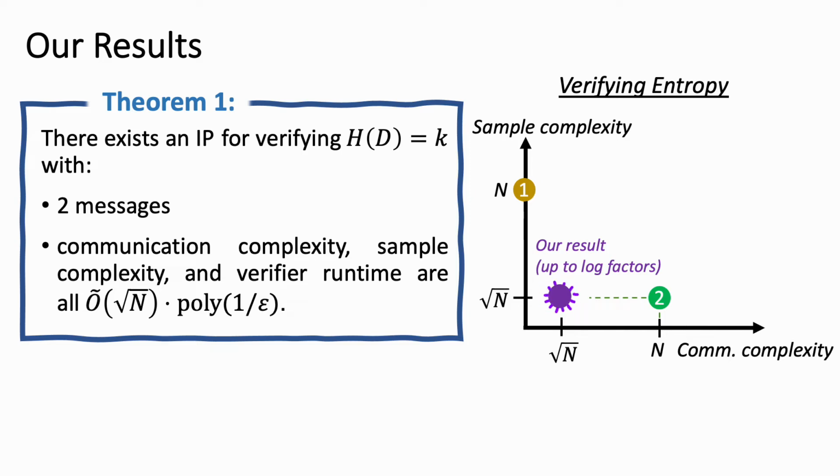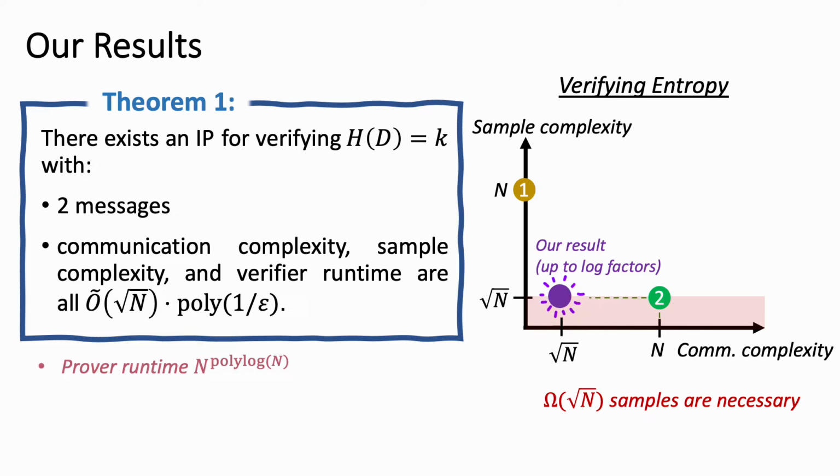We note that we cannot expect to get smaller sample complexity than square root of n, no matter what the communication complexity or number of rounds is. Another important thing to note is that the running time of the honest prover is superpolynomial in n. Our result extends to more than just entropy approximation, and in order to phrase the theorem in a more general setting, we use the language of distribution testing. And so we take a small detour to define some relevant terms.